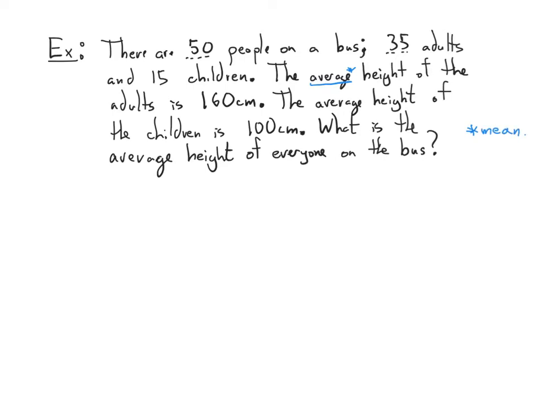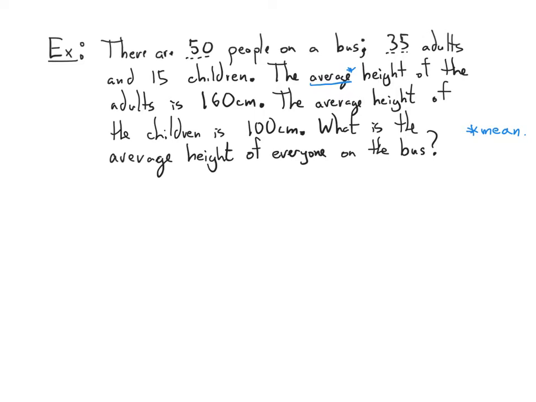So there's 50 people on a bus, 35 adults, 15 children. The mean height, or the average height of the adults, is 160 centimeters, and of the children is 100 centimeters. We're asked to find the average height of everyone on the bus.